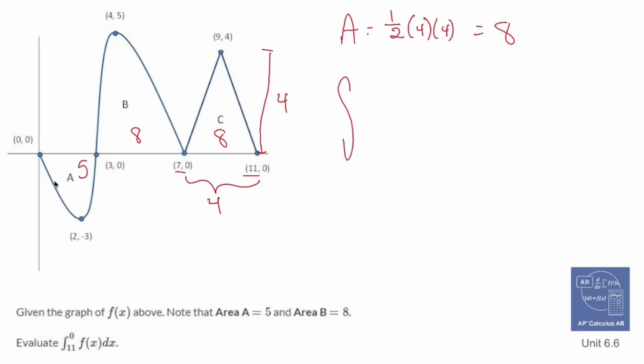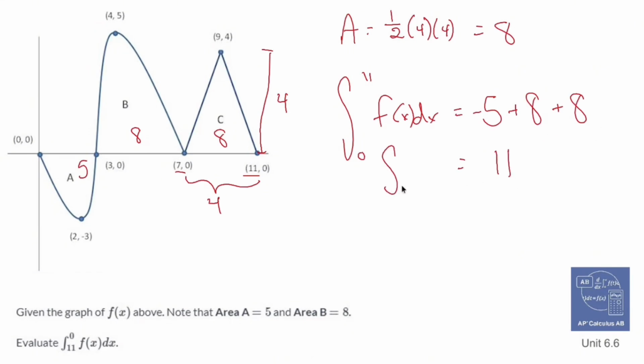So the integral from 0 to 11 is going to be this 5 underneath the x-axis. So if it's underneath the x-axis, it counts as negative 5. This 8 above the x-axis, and this 8 above the x-axis. So that's negative 5 plus 8 plus 8, which is 11. Yippee! So the integral between 0 and 11 of f of x dx is 11.